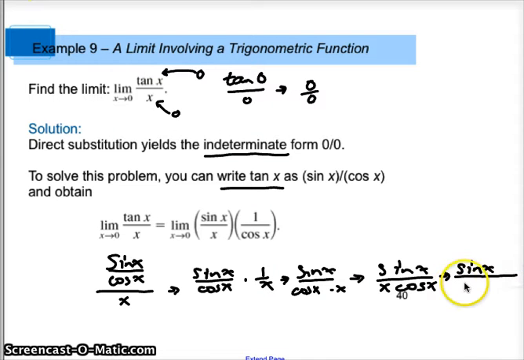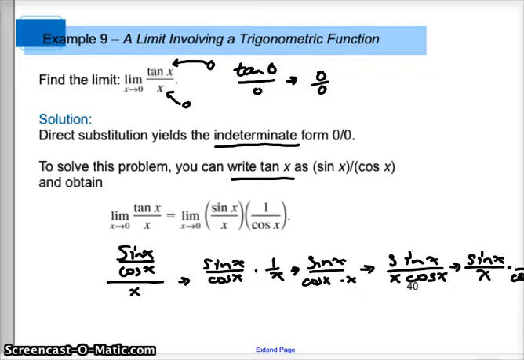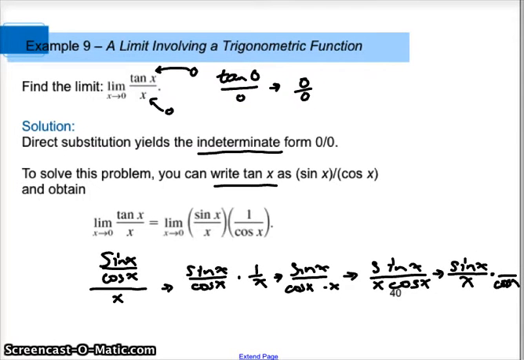Multiplication's cool with fractions because you can break them up again, just like you can put them together. So here's how we had two fractions, we put them together using multiplication. We can break them up, sine x over x times, and then we keep that cosine in the bottom. So the denominator is still cosine x times x.